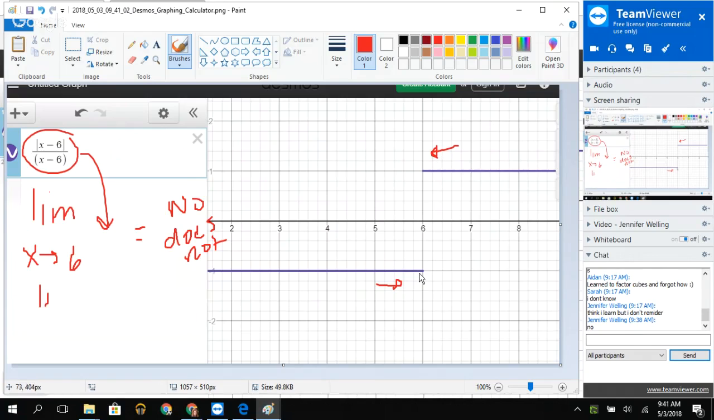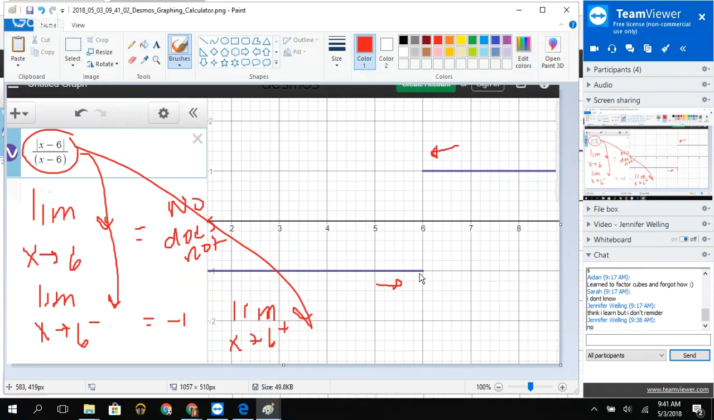Now, if I asked you what is the limit as x approaches 6 from the negative side, you could tell me, oh, well, that is -1, right? And the limit as x approaches 6 from the positive side of this function, you could tell me, oh, well, that is +1.